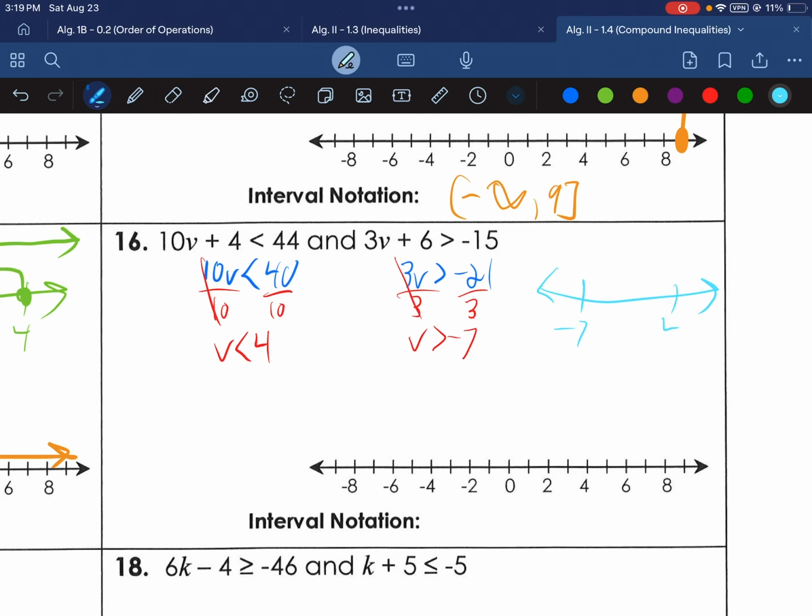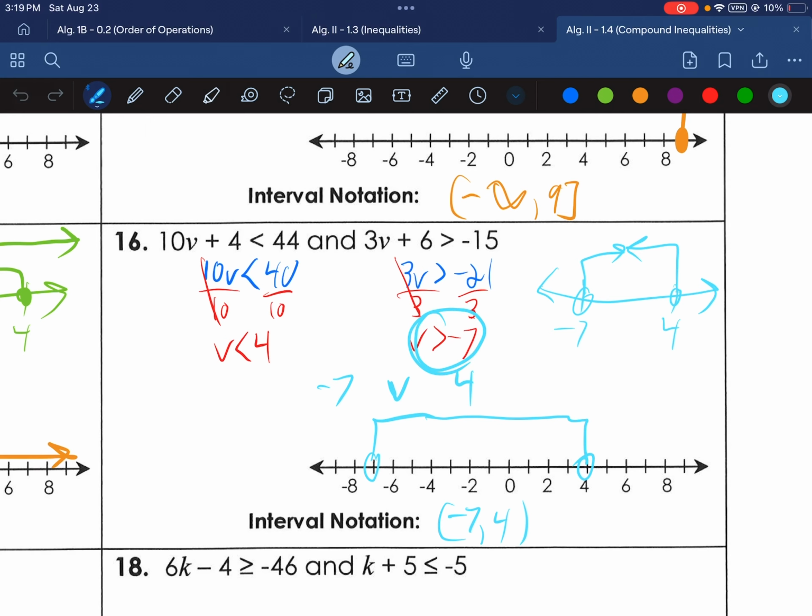Negative 7, 4, and negative 7 goes to the right, and 4 goes to the left, just like an AND graph should. So we go ahead and graph this normally. And our interval notation reflects that of negative 7, comma 4 with parentheses on each. And as we write our solution, we're going to write the smaller number, negative 7, v in the middle, 4 on the right, and either less than or equal to symbols between each as we look at these.